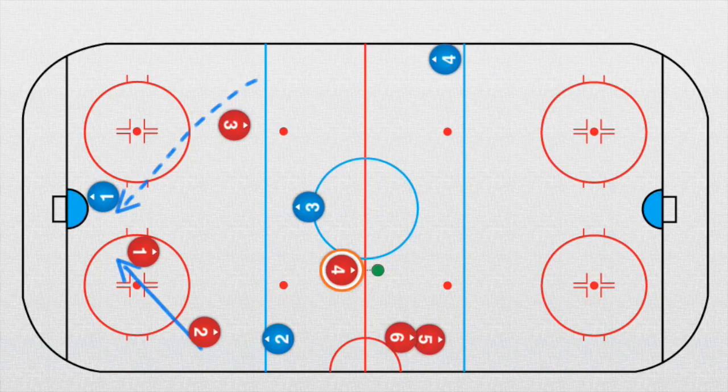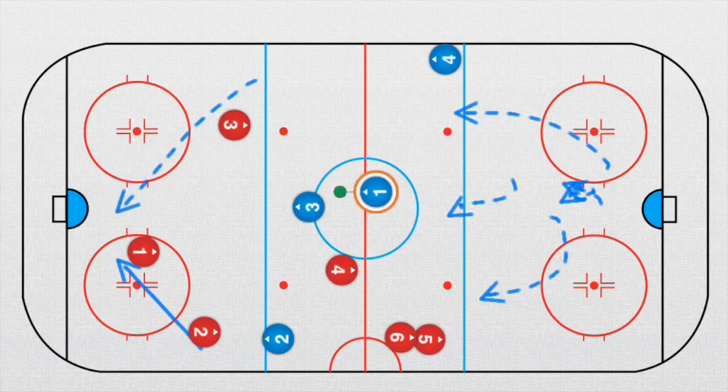And after that, we have 3 plus a defender, like a back checker, and this D is defense. So we have 3-against-1 plus 1 back checker, or if we have this forward here, we have 3-against-1 plus 2 back checkers, so actually 3-against-3.